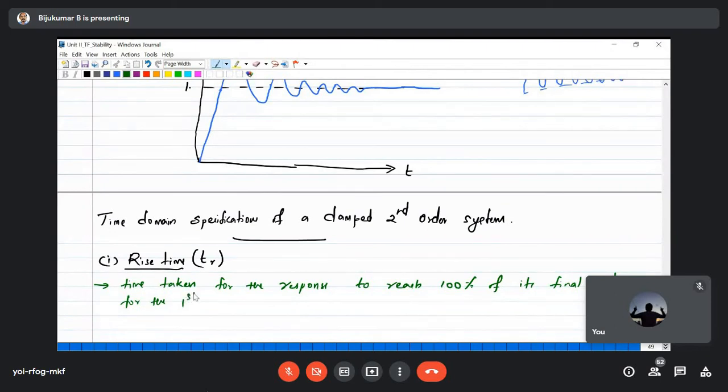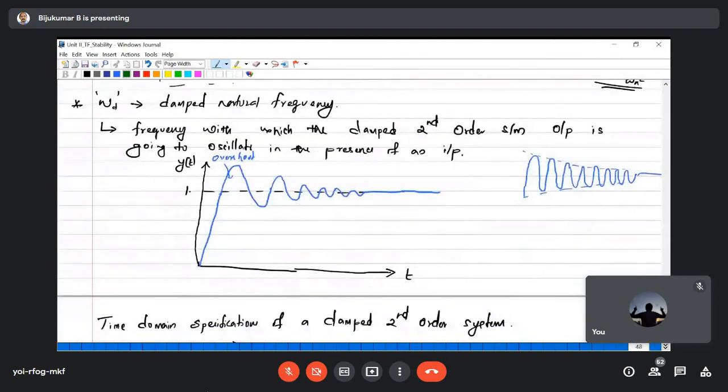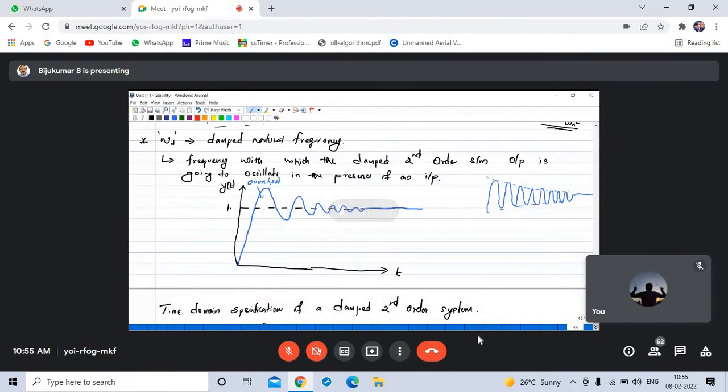For the first time. So we move back to the response. It is defined as the time taken by the response to reach 100% of the steady state value the first time. Since it is oscillating, you can see first it is crossing this point and there will be an overshoot. Again it is coming back, there will be an undershoot, again it is going beyond. So many times it is reaching the steady state. So rise time is defined as the time taken by the response from 0% to 100% for the first time. So this is the rise time.